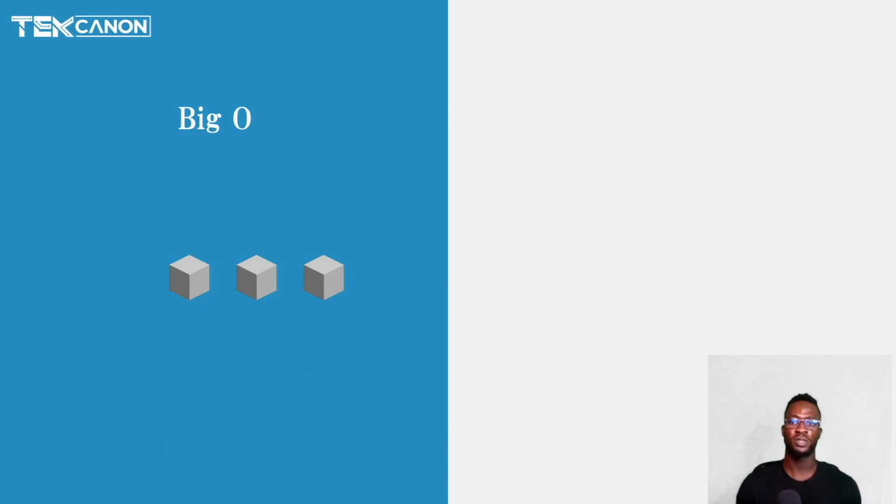So I'm going to explain big O in time complexity using these three cubes. Say, for example, you had to move these three cubes from side A to side B. How would you do that, and how would you express that in time complexity?